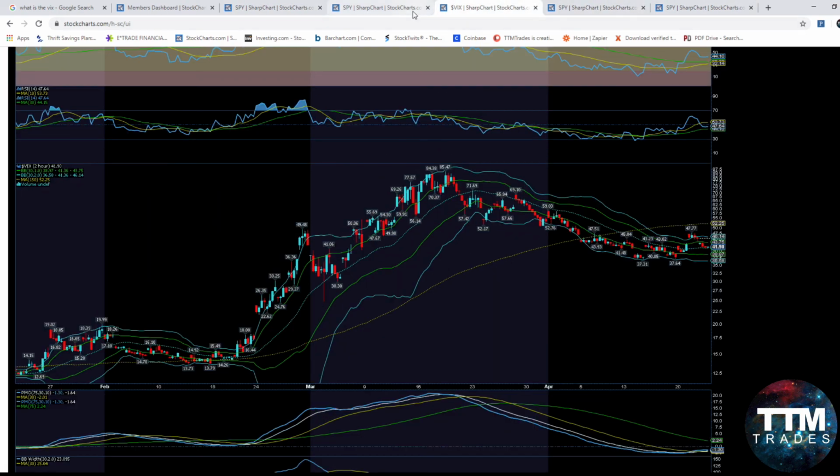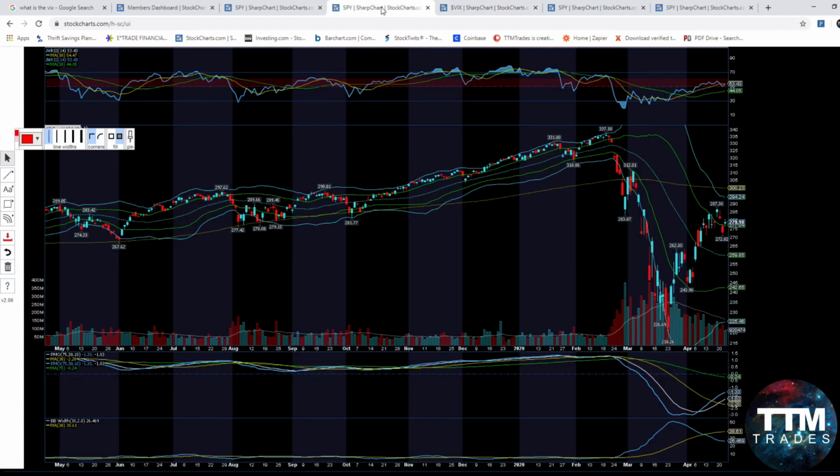Okay, but till next time, TTM Trades, keep an eye on the VIX. As you can see here, it's starting to flatten out again to show that more put to call ratios are coming into the market, and some possible hedge fund managers could be hedging their portfolios for future volatility that is soon to come.